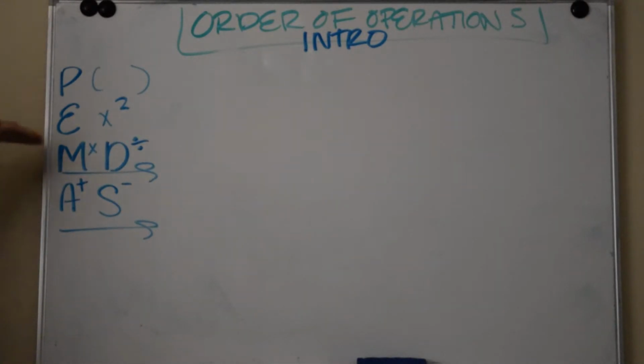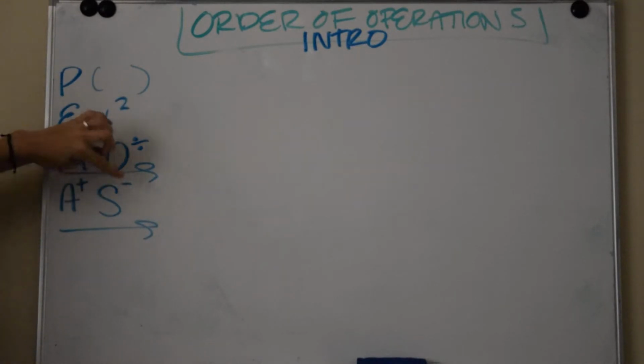Please excuse my dear Aunt Sally. P stands for parentheses, and I'm only going to do one type of parentheses as this is an introduction. E stands for solve anything that has an exponent. M stands for multiply. D stands for divide. A stands for add. S stands for subtract.